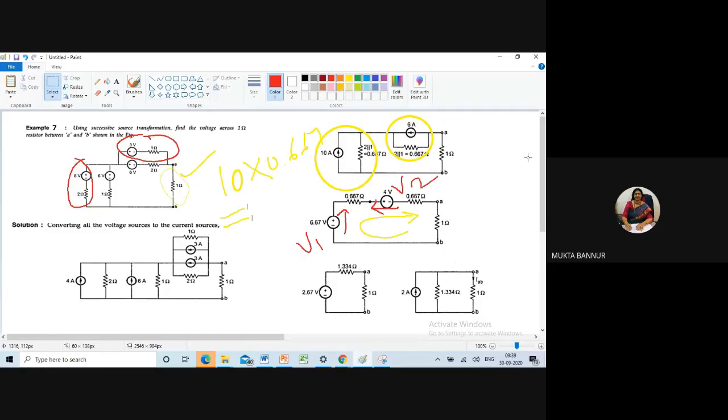That is, I'll be taking a positive sign for clockwise, plus 6.67 minus 4. What is the answer? What is the answer? 2.67. See here, this I am taking as a positive sign. Here for this 4 ohm, I am assigning it a negative sign. So this is how much it is?